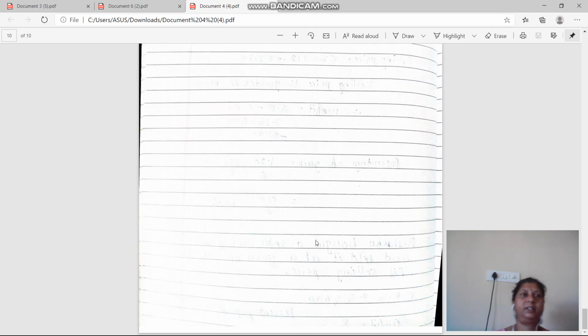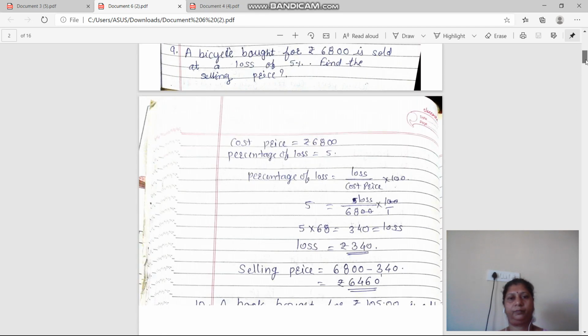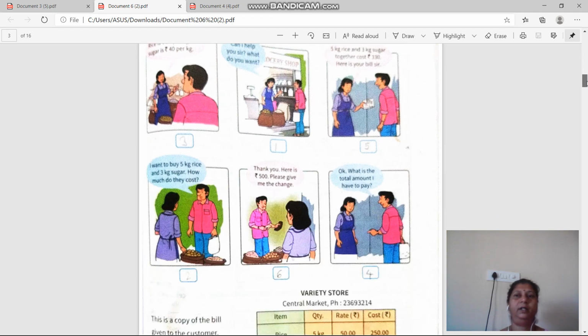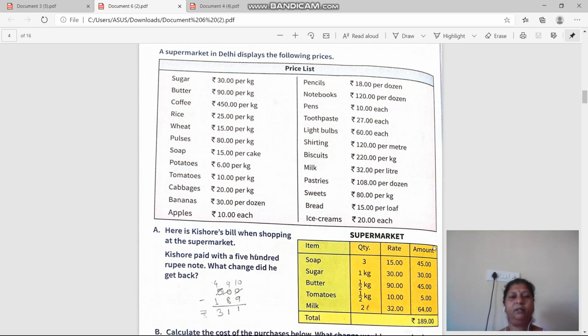Next, I think it is a bill. Yeah, our last topic in the money is bill. So we had made this supermarket's bill. So what things we have to calculate here? First of all, we have to make the tabular form. Write here items, then quantity, rate, then according to quantity and rate we have to calculate amount and total. Get it?